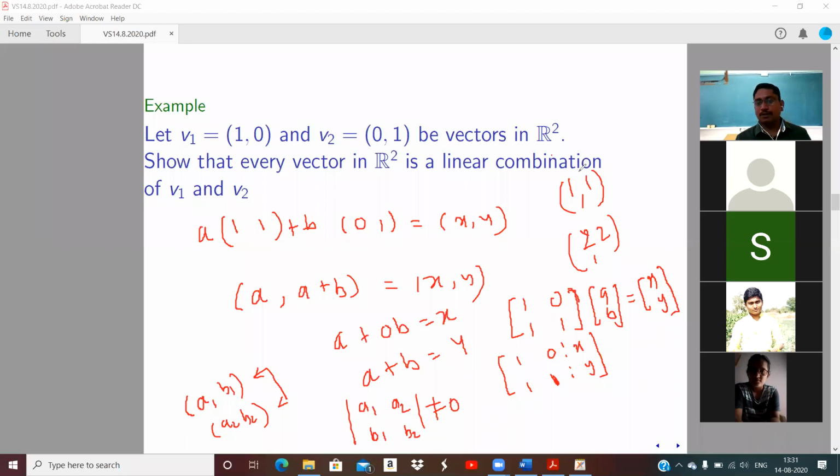(2, 2) is a multiple of (1, 1). So if you take (1, 2), we cannot express this (1, 2) as a linear combination of these two. So not every vector can be written.